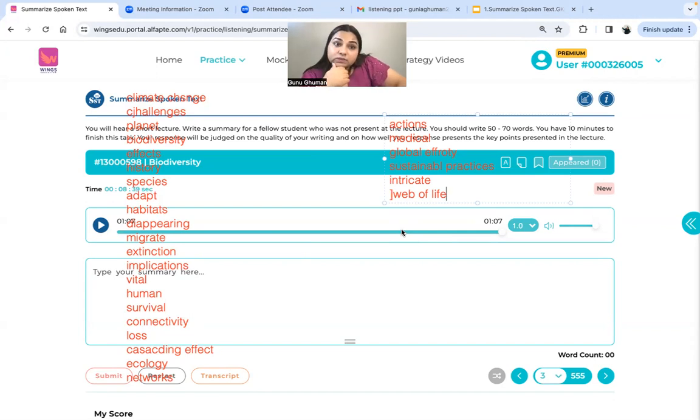Climate change, challenges, planet, biodiversity, effects, history, species, adapt, habitats, disappearing, migrate, extinction, implications, vital, human survival, connectivity, loss, cascading effect, ecology, networks, sections, medical, global effects, probably sustainable practices, intricate web of life.